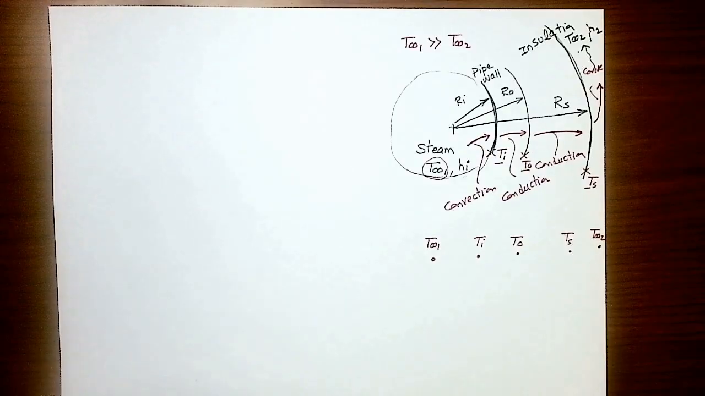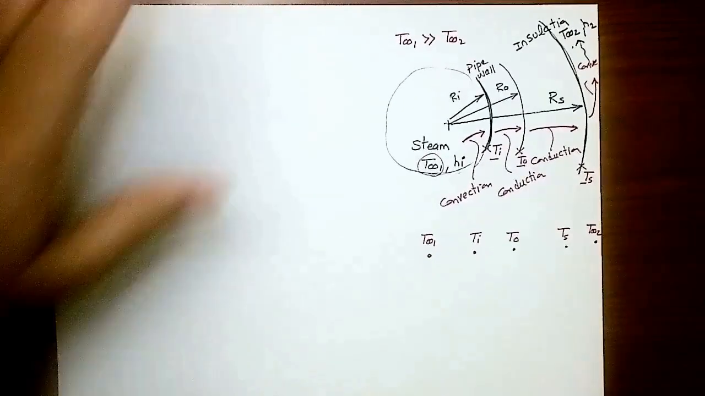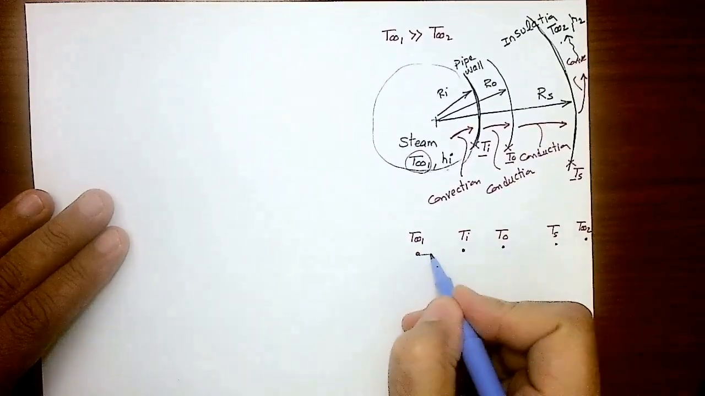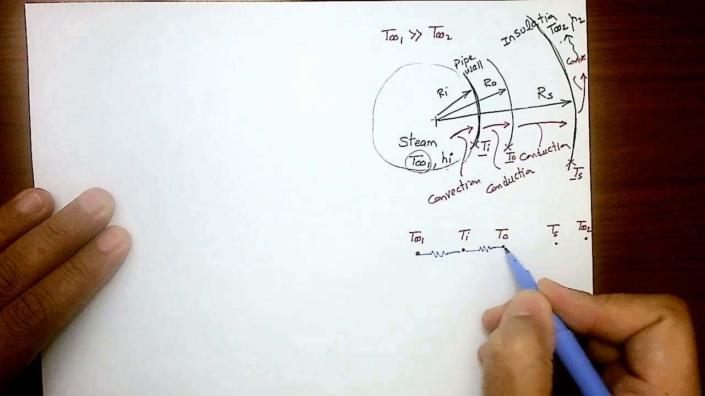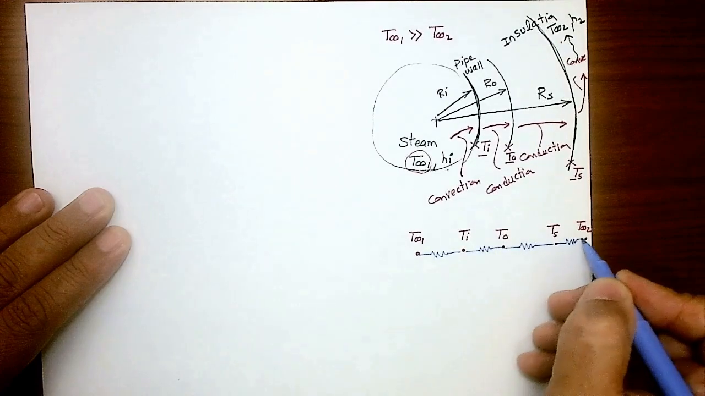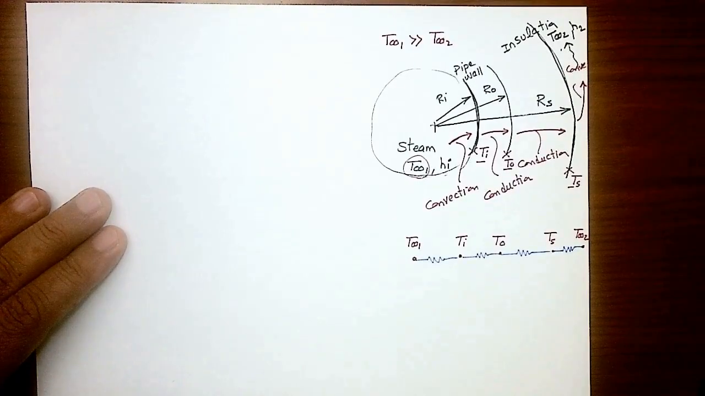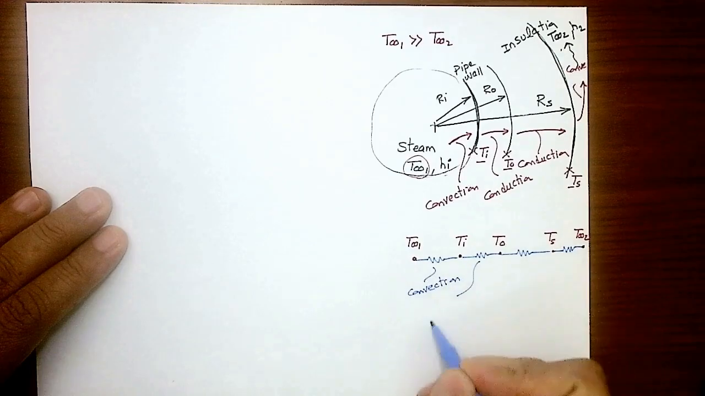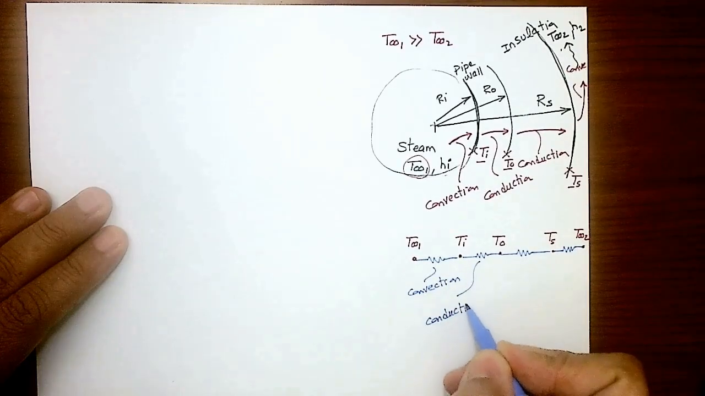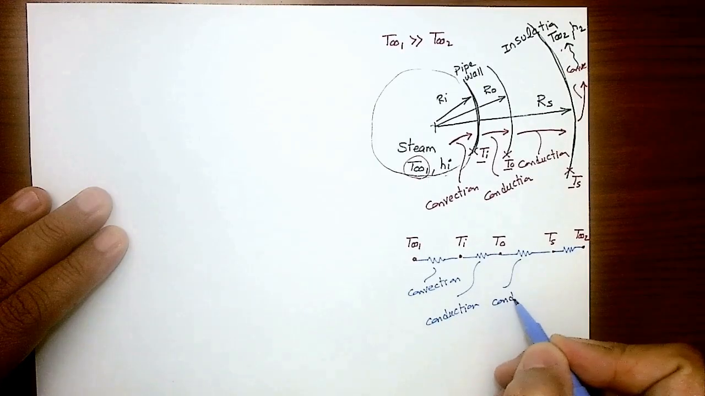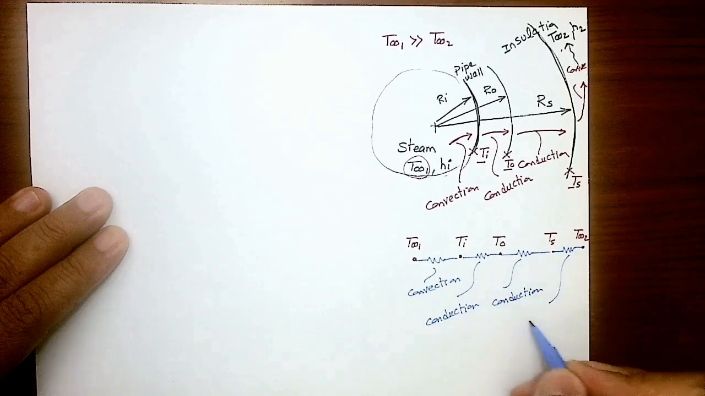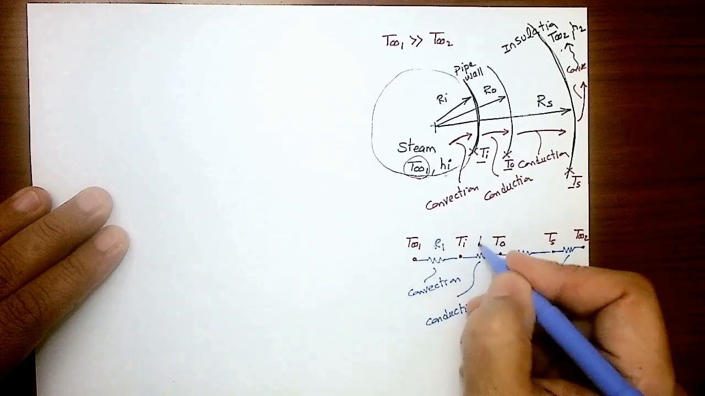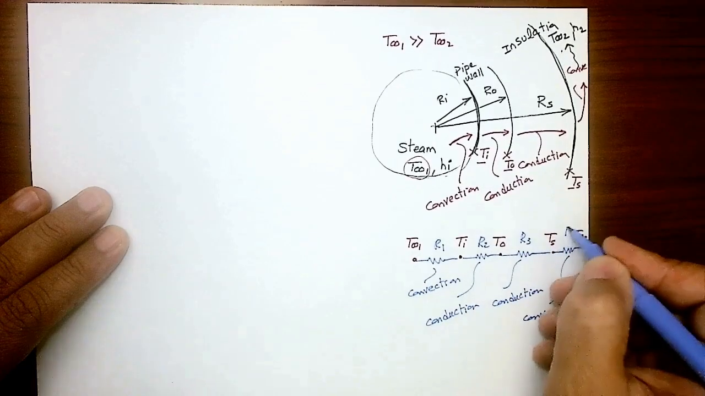So let me use different color here. So what we're going to have? We're going to have 4 resistances. Each resistance presenting a mechanism of heat transfer. The first one is convection. Conduction. Conduction. Convection. I'm going to label them R1, R2, R3, and R4.